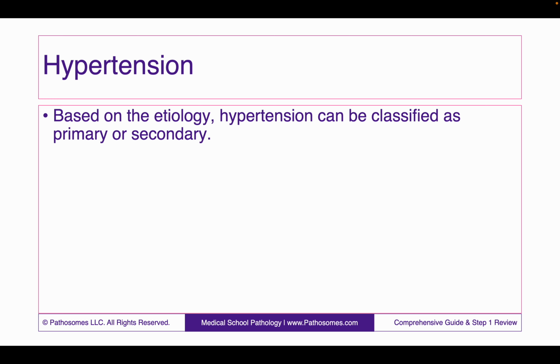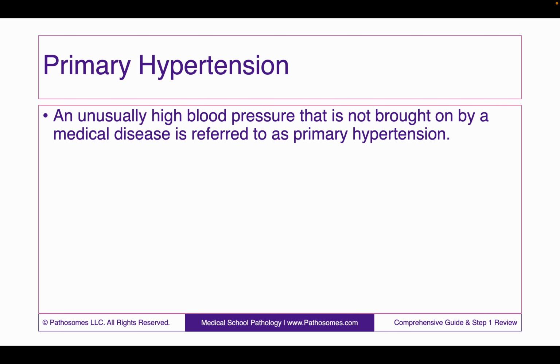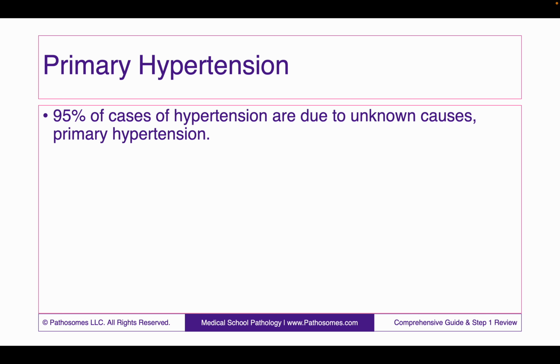Now, based on the etiology, hypertension can be classified as primary or secondary. An unusually high blood pressure, like the blood pressure I get when I'm standing in front of a lecture and no one's listening to me, an unusually high blood pressure that is not brought on by a medical disease is referred to as primary hypertension. 95% of cases of hypertension are due to unknown causes, and this is primary hypertension.